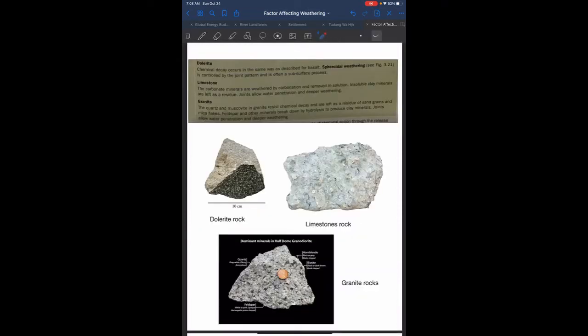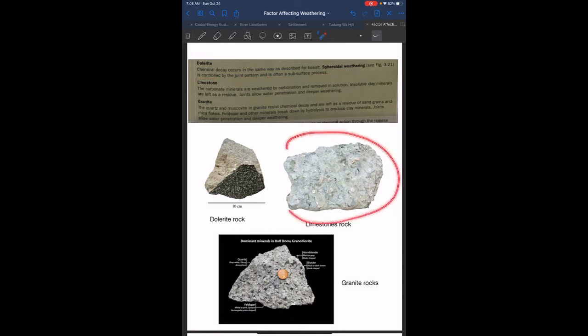Another type of rock is dolerite, as shown in this diagram. Chemical decay occurs in the same way as in basalt, where the rock is weathered by hydrolysis. Spheroidal weathering is controlled by the joint pattern and is often a subsurface process.